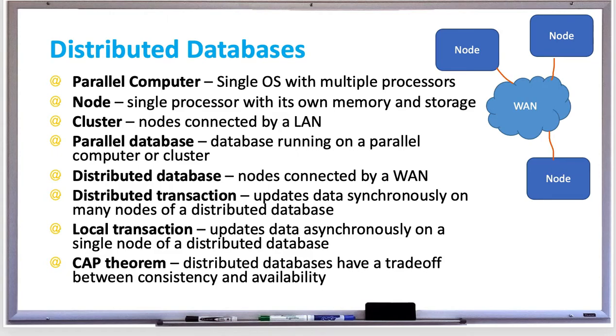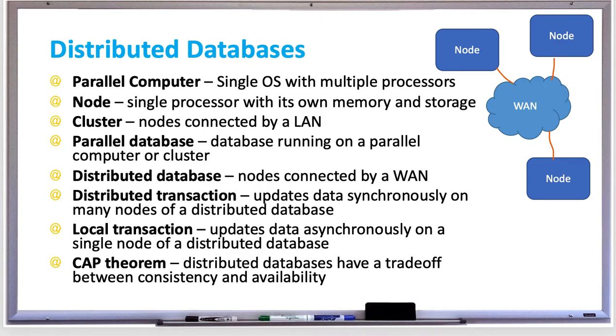A distributed transaction is a set of operations on data that's performed across two or more databases, and is typically coordinated across separate nodes connected by a network. But it may also span multiple databases on a single server. It updates data synchronously on multiple nodes of a distributed database. It does it in two phases.